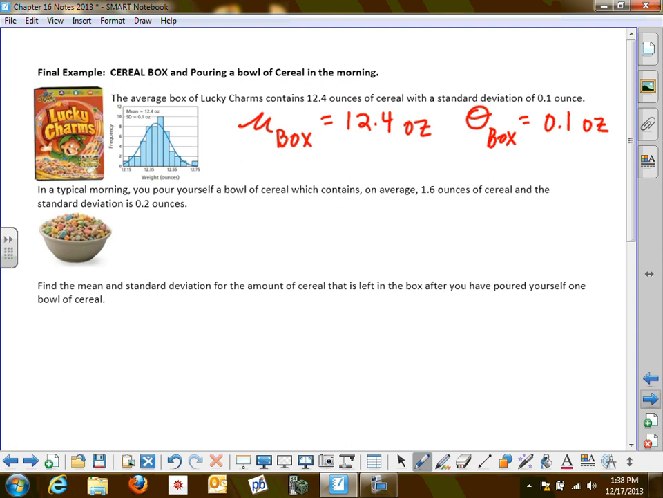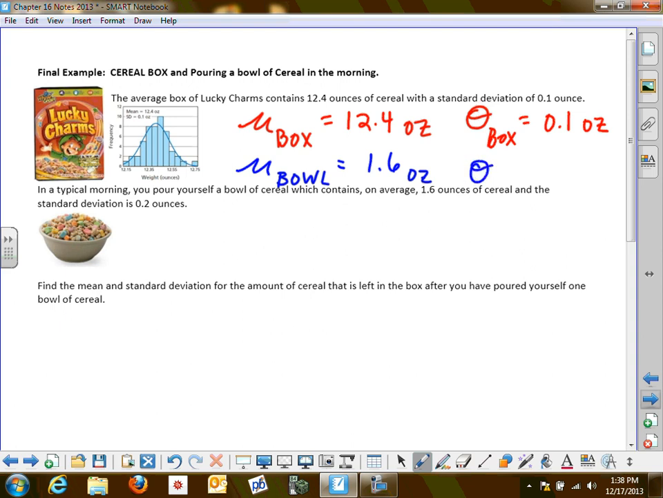Okay. Well, guess what? In the morning, you wake up and you pour yourself a bowl from a fresh new box of Lucky Charms. Your average bowl is 1.6 ounces of cereal. Now, that's weight, not volume.